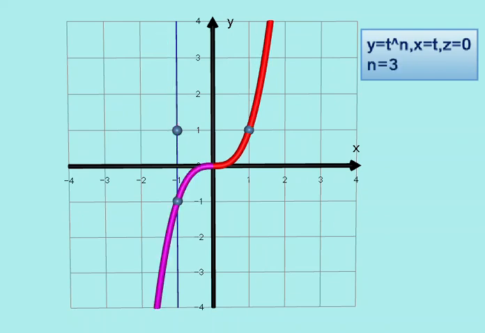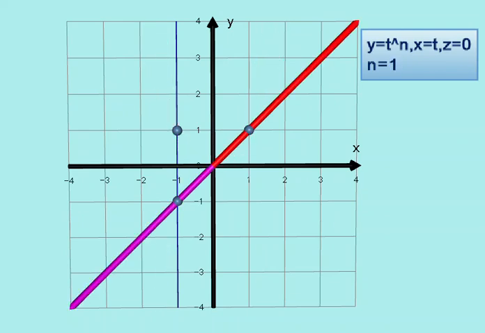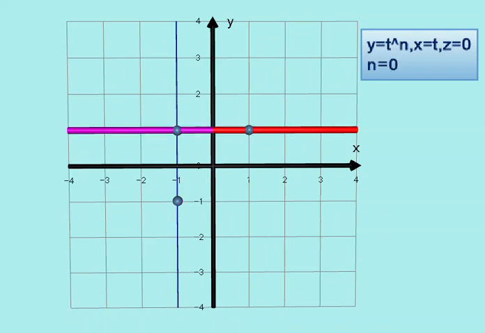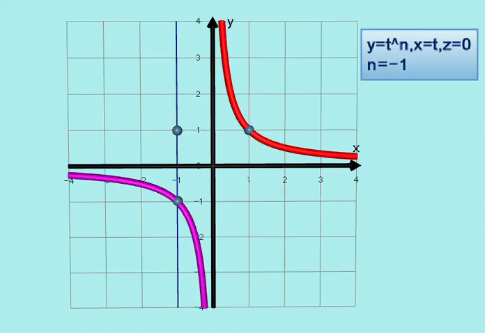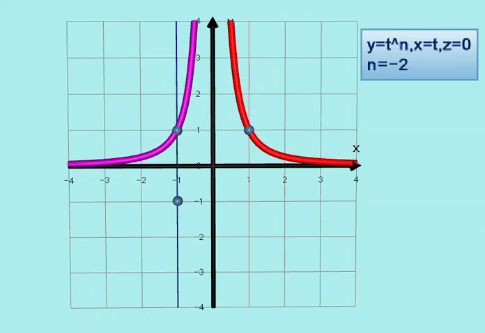Let's go and reduce n and we get y equals x to the 0, a horizontal line. y equals x to the negative 1, a rectangular hyperbola. x to the negative 2, etc.